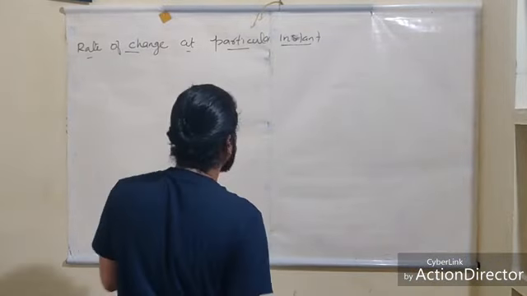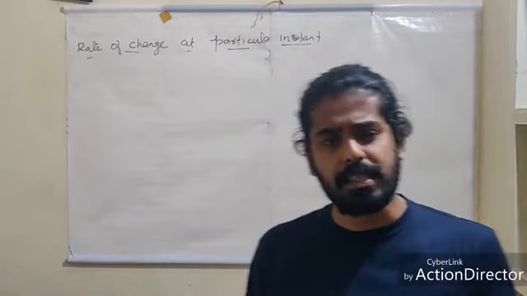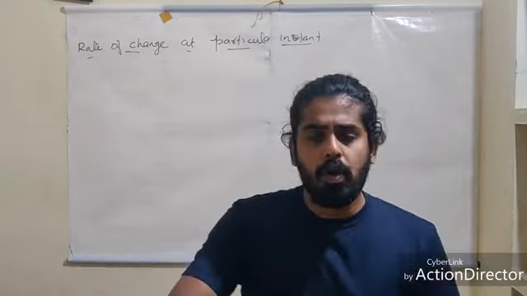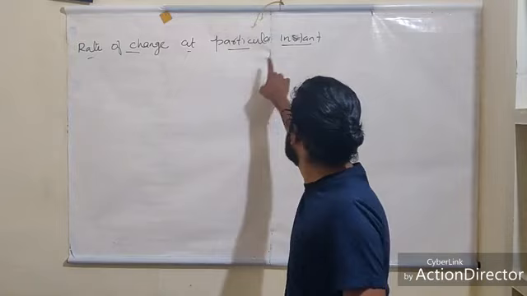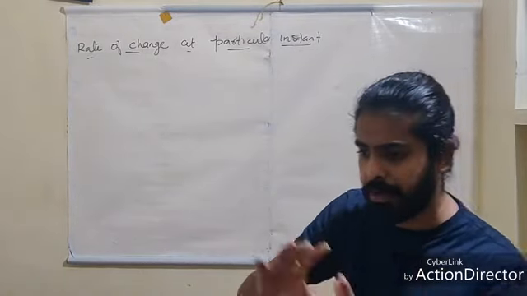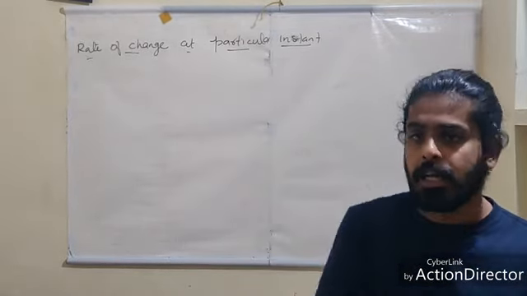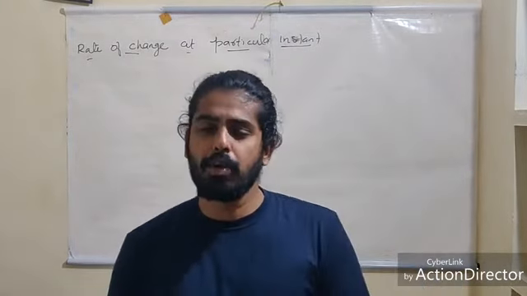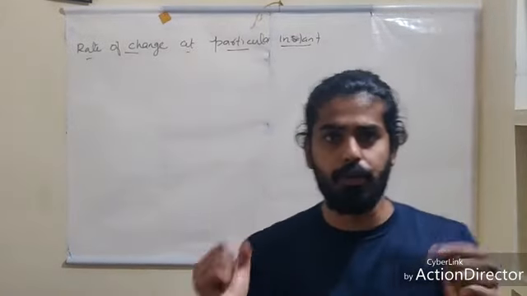So how will we find the rate of change of a function at a particular point? As we discussed earlier, this is actually the derivative. We just have to differentiate and substitute the value where we have to find the rate of change. Okay, it is rate of change at a particular instant. So first we have to differentiate the function and substitute the value where we have to find the rate of change. Let's do the examples from our NCERT textbook. Then you will get a clear idea about this concept. Okay, let's go for it.